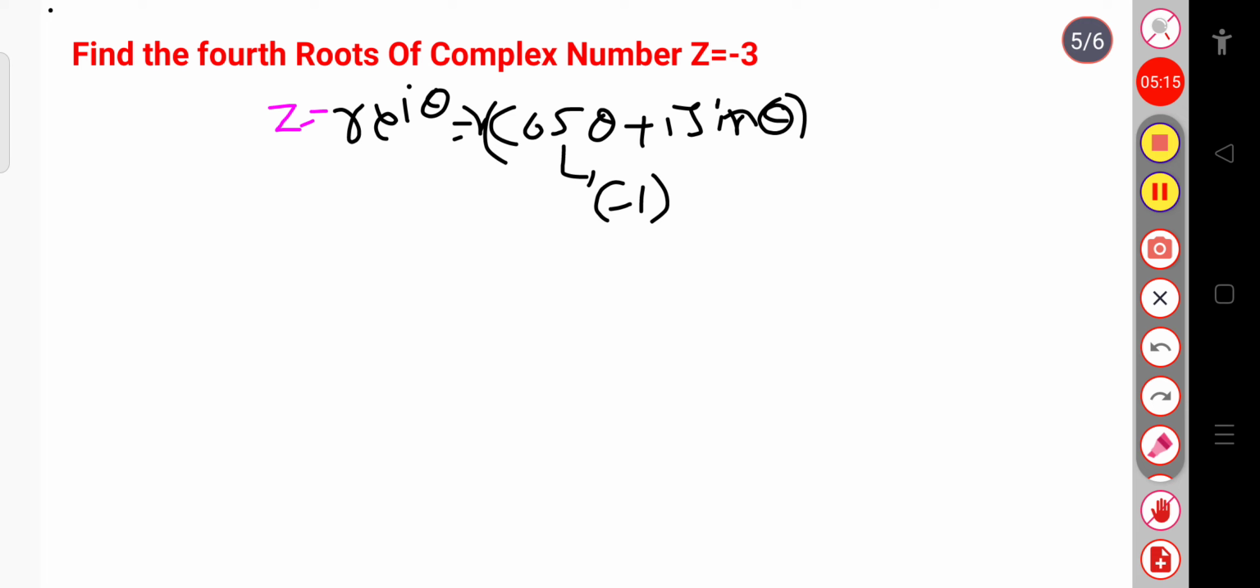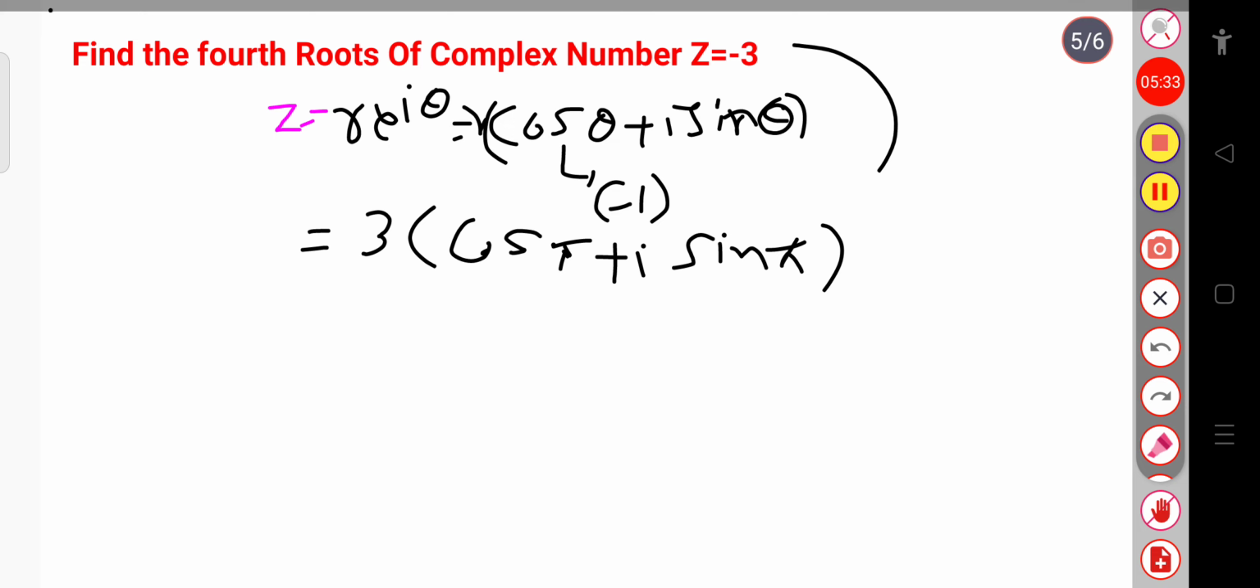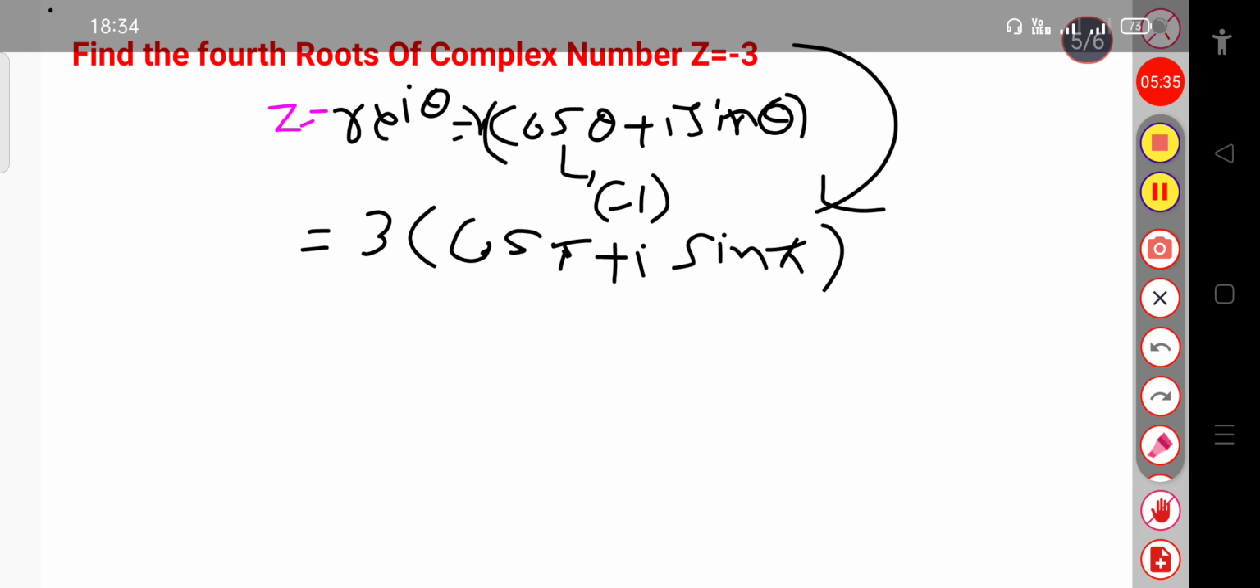So I can write this as 3 into cosine pi plus iota sin pi, where sin pi is 0 and cos pi is minus 1. Simply 3 into minus 1 is minus 3. So I am writing z equal to minus 3 as 3 into cos pi plus i sin pi.